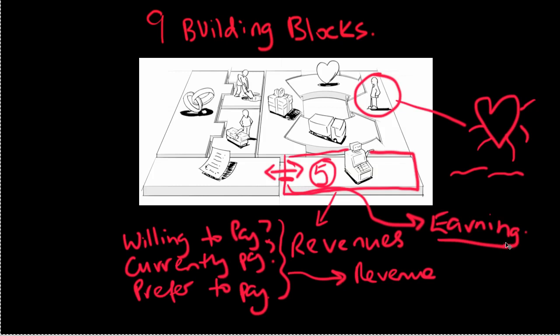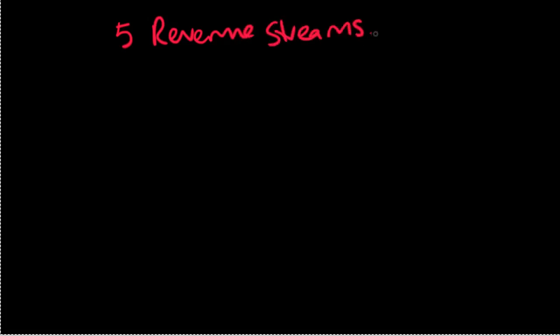So let's look at the various ways that we can generate revenue. There are five distinct revenue streams we can look at. These are the alternate ways that you can make money from your business by selling your value proposition to the customer segments. The first one is an asset sale.